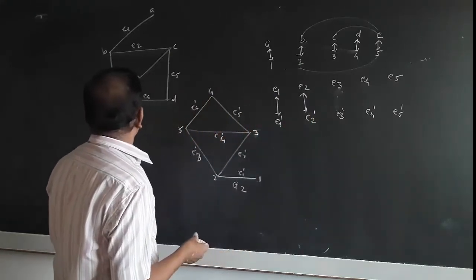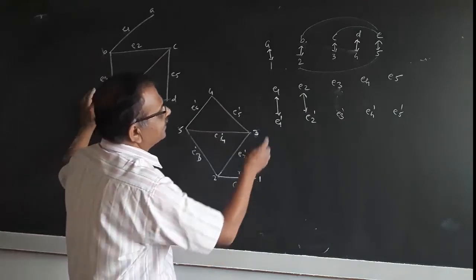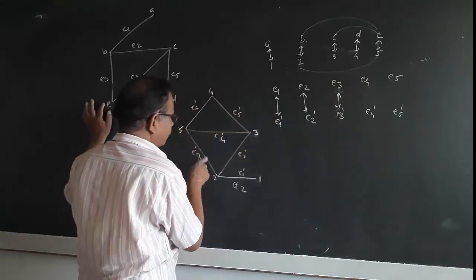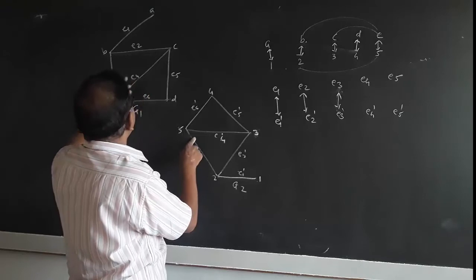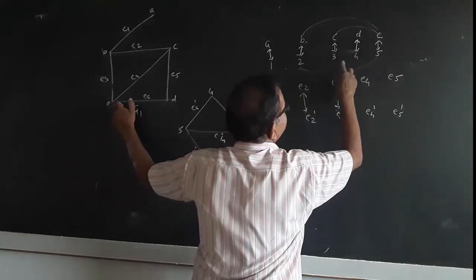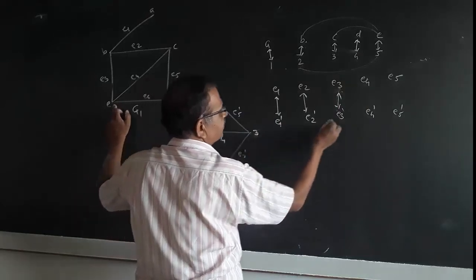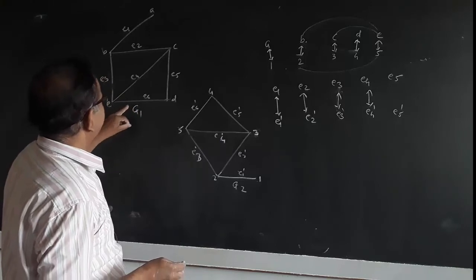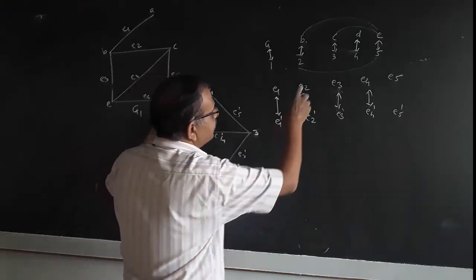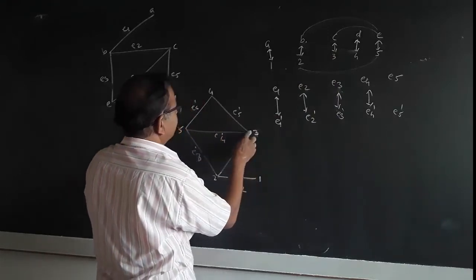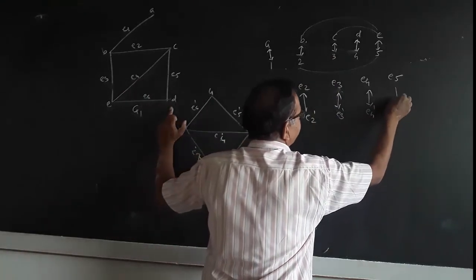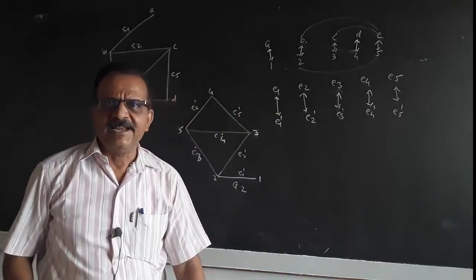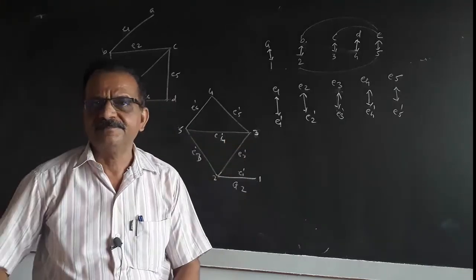E3 is between B and E, and B to E is nothing but 2 to 5. Then E4 is between C and E, and C to E is nothing but 3 to 5. E5 is between C and D, and C to D is nothing but 3 to 4, E5 dash. Therefore, this is the correspondence of edges, and here the incidence relationship is preserved.